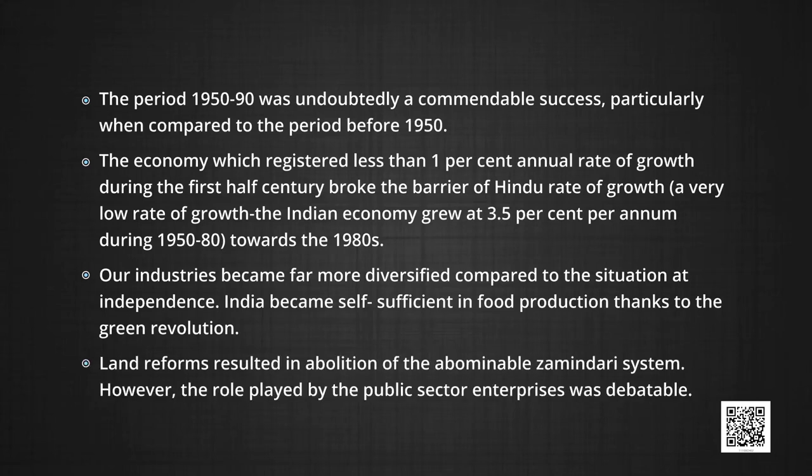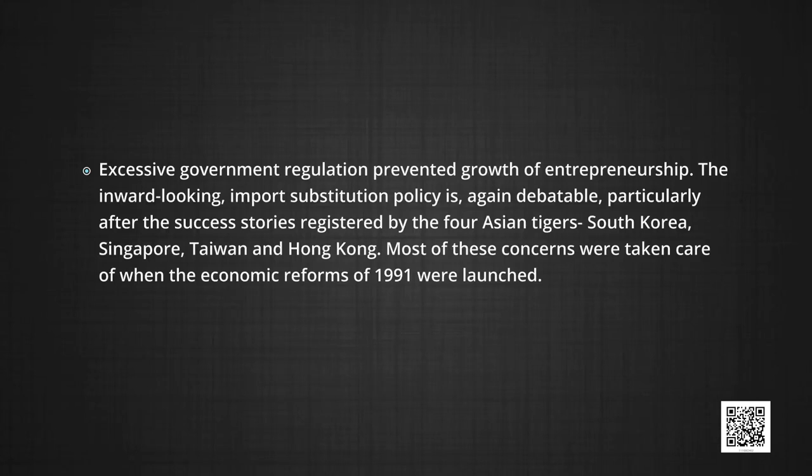Land reforms resulted in abolition of the zamindari system. However, the role played by the public sector enterprises was debatable. Excessive government regulation prevented growth of entrepreneurship. The inward-looking import substitution policy is again debatable, particularly after the success stories registered by the four Asian tigers, that were South Korea, Singapore, Taiwan and Hong Kong. Most of these concerns were taken care of when economic reforms of 1991 were launched after this period.